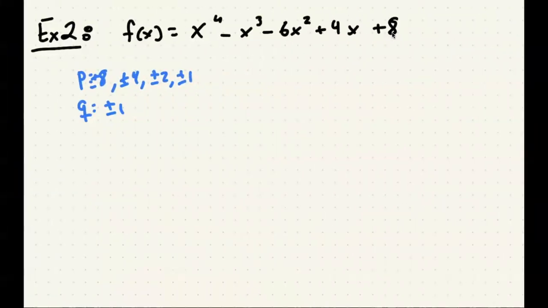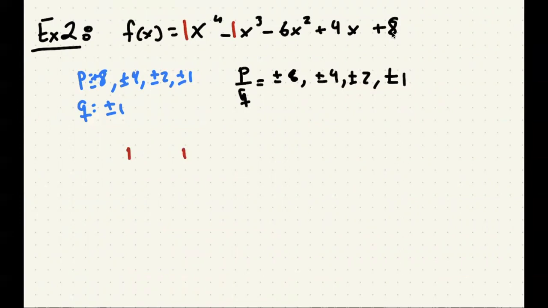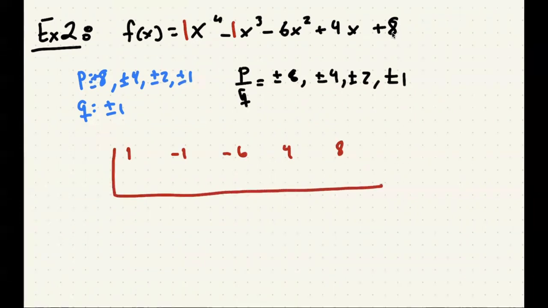Okay. That means our potential zeros are going to be P over Q, so plus or minus 8, plus or minus 4, plus or minus 2, plus or minus 1. I'm just going to use synthetic division to find the answer. Remember, when you don't have a number, you put a 1. So we're going to write 1, -1, -6, 4, and 8, and hope to find one of our zeros using synthetic division.